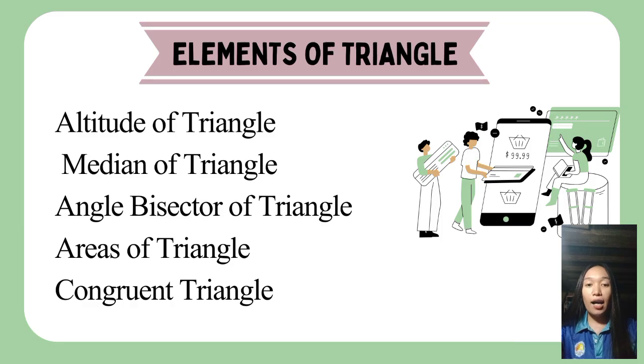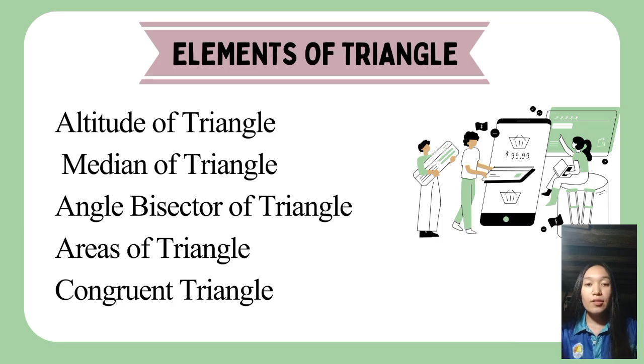And third is angle bisector of a triangle. So an angle bisector splits an angle of a triangle into two equal angles. It also divides the opposite side into segments proportional to the other two sides. And fourth is area of a triangle. So the area measures the space inside a triangle, so it can be found using formulas like 1/2 times base times height or Heron's formula with side lengths.